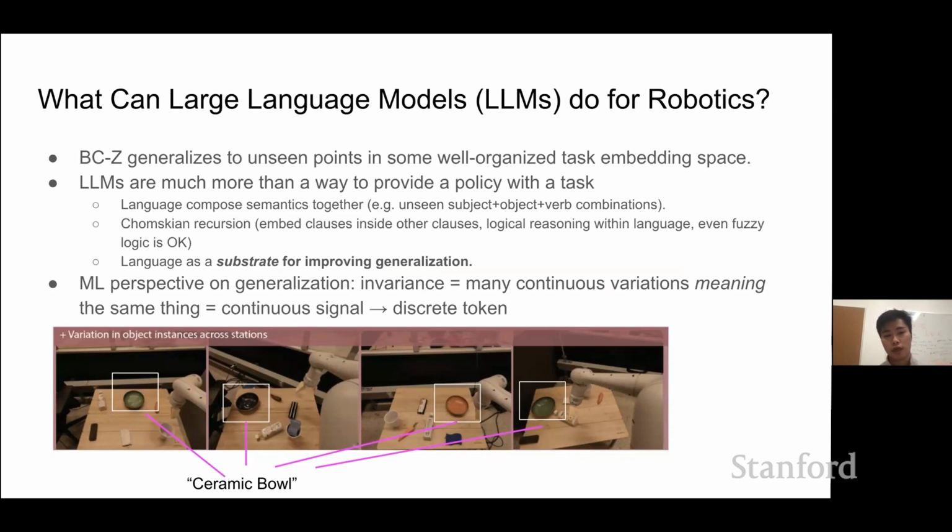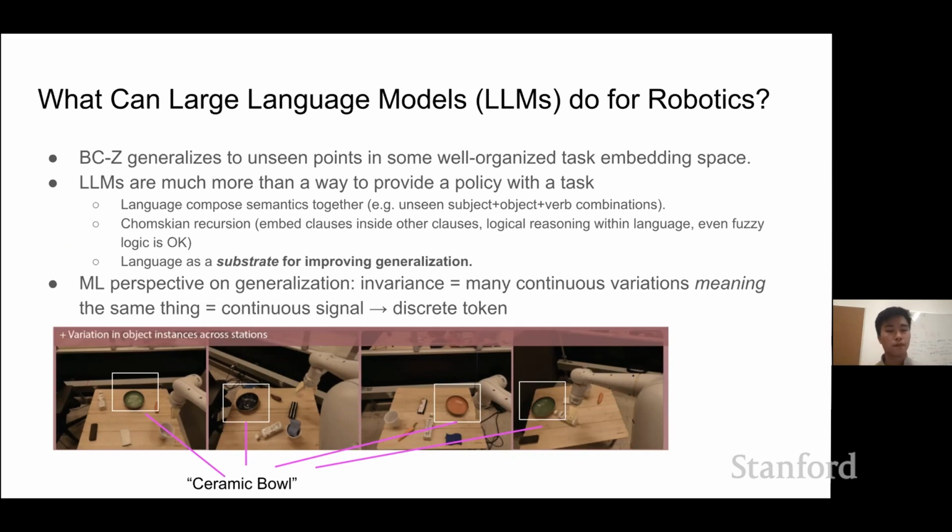So there's this idea of Chomskyan recursion, which is that you can embed clauses inside of other clauses, and you can do this over and over again. You can perform logical reasoning within language, as you've seen with these OpenAI Codex examples. And sometimes even fuzzy logic is okay. When you write a programming docstring, it's kind of logical, but not really. And still language models can understand that.